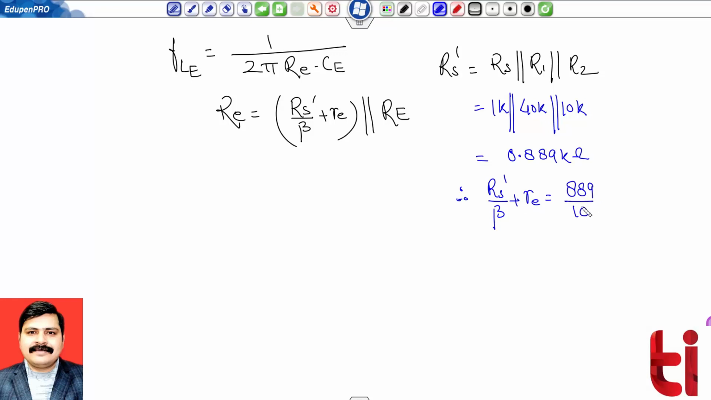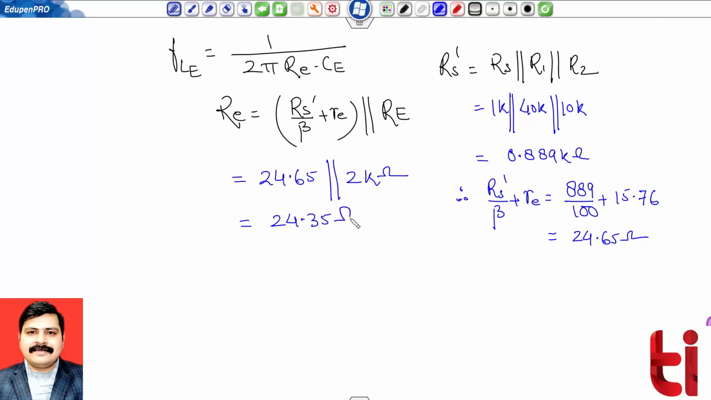Therefore, the quantity Rs dash divided by beta plus re will be equal to 889 divided by 100, plus re, and we have calculated the value of re as 15.76. So this quantity becomes 24.65 ohm. And let me calculate now this value: 24.65 parallel with RE, and the value of RE is given as 2 kilo ohm. And this parallel combination is 24.35 ohm.